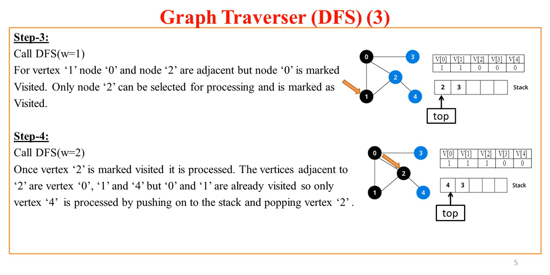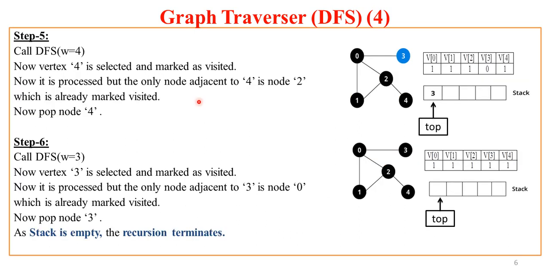So this way we have up till now. Now the node adjacent to 2 is 4, so that topmost item 4 is taken for the processing. There is again the recursive call to DFS with adjacent node 4, and the node adjacent to 4 is the only node which is 2, but 2 is already processed, so there won't be any push operation for this 2.